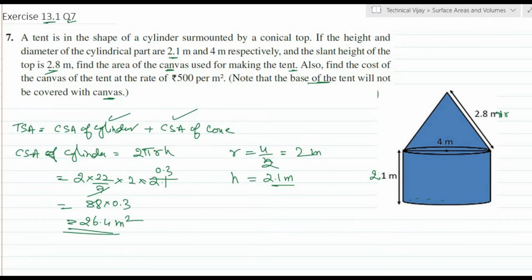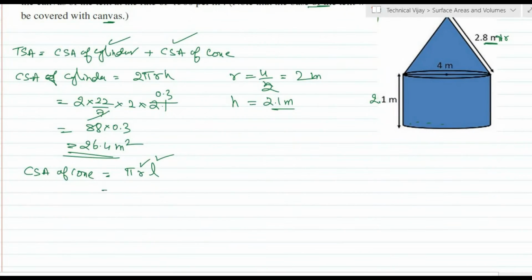Now the curved surface area of the cone. Curved surface area of cone is equal to pi R L. L also he has given, that is 2.8 meter, and the radius is 2. So now we will calculate this. This is equal to 22 divided by 7 into 2 into 2.8. So 7 fours are 28, 4 here. So 44 into 0.4, which is equal to 17.6 square meter.